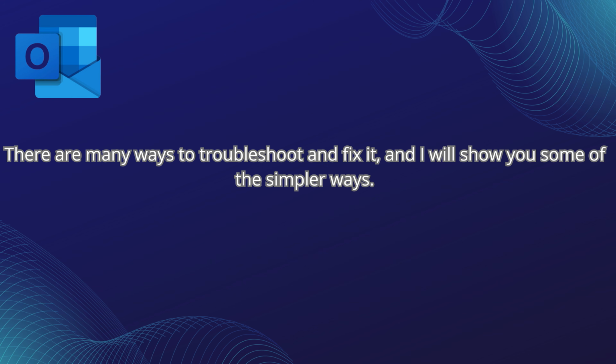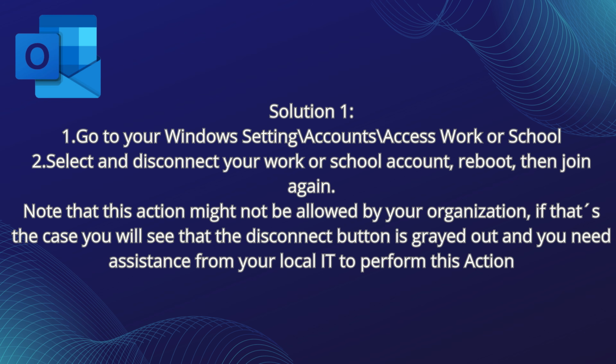There are many ways to troubleshoot and fix it, and I will show you some of the simpler ways. Solution 1. Go to your Windows settings, accounts. Access work or school. Select and disconnect your work or school account. Reboot, then join again. Note that this action might not be allowed by your organization. If that's the case, you will see that the disconnect button is grayed out, and you need assistance from your local IT to perform this action.